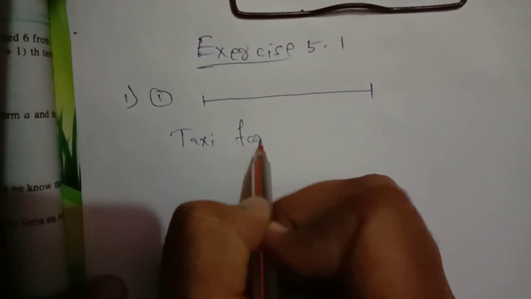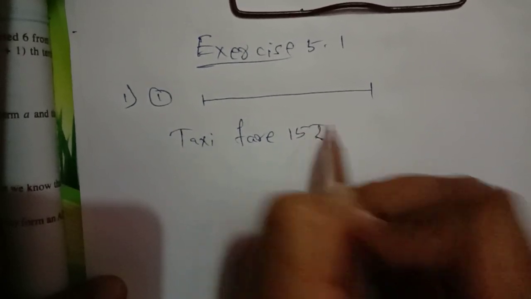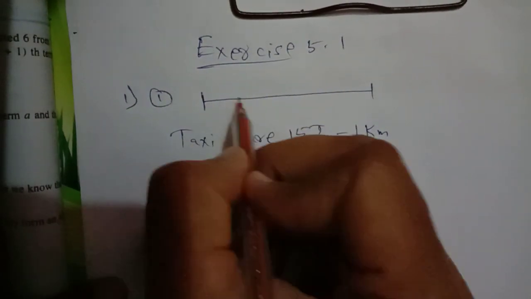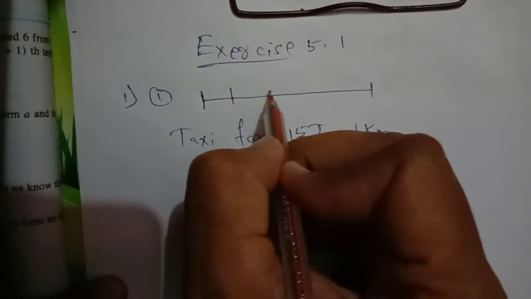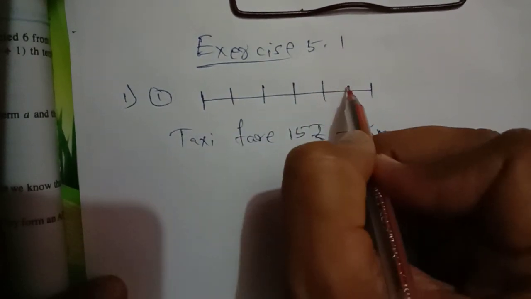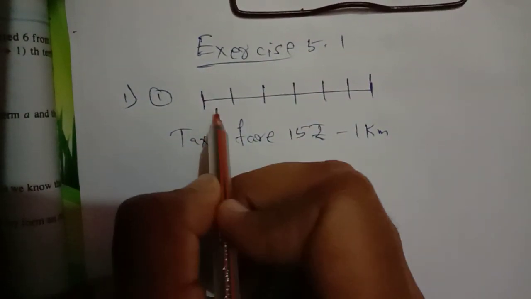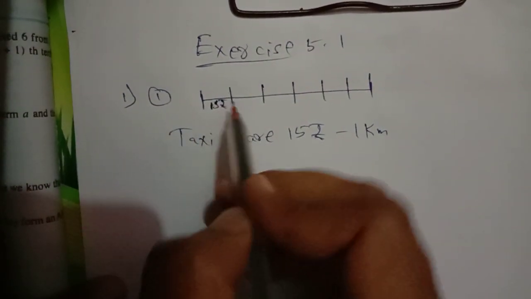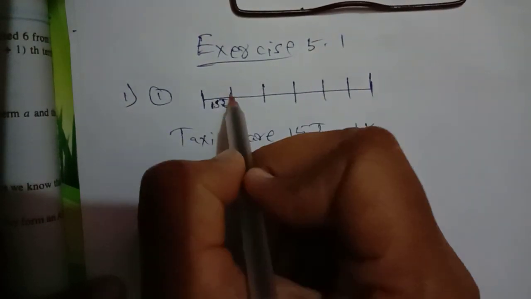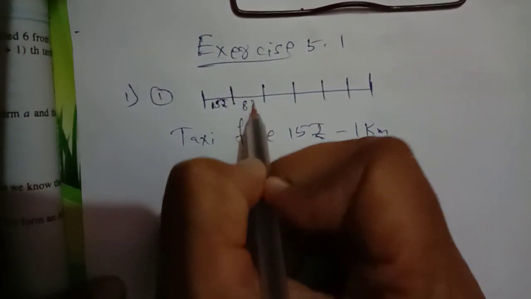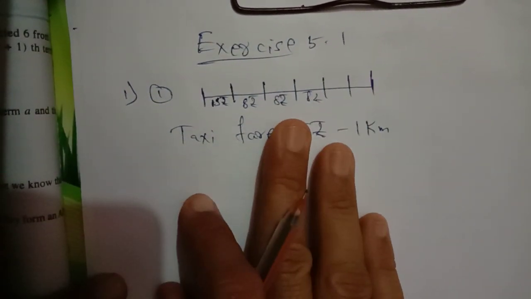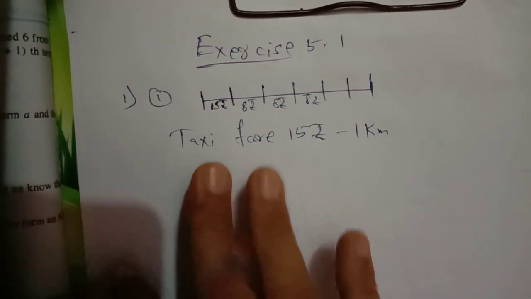So the taxi fare is there, that is 15 rupees for the first 1 kilometer. So from here to here 1 kilometer, and 2 kilometer, 3 kilometer, 4 kilometer, 5 kilometer, 6 kilometer. The rule in the question is that they have said 15 rupees for this one, and after that, every 1 kilometer the fare will be 8 rupees, meaning they will increase 8 rupees for each kilometer. So let us see that.